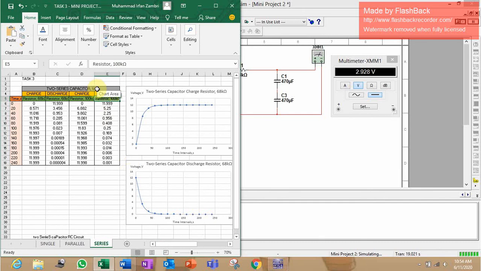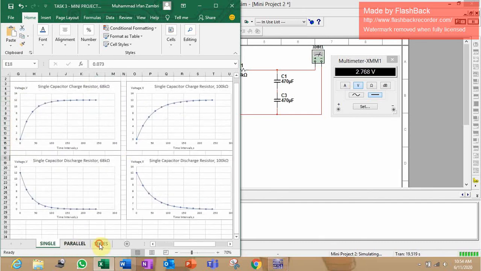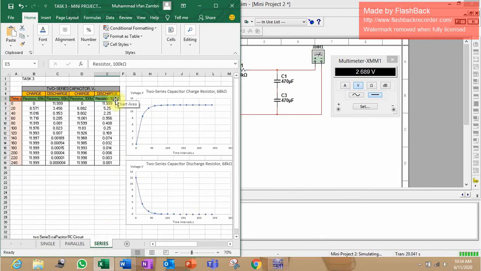So from these three circuits, the value of the resistor affects the voltage across the capacitor. If the value of the resistor is higher, the voltage across the capacitor rises more slowly in time.